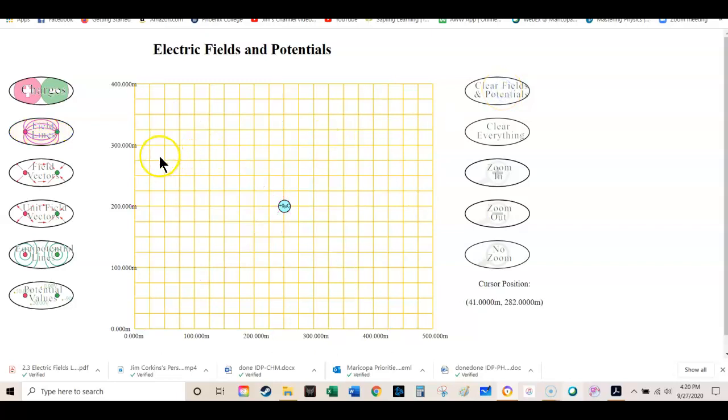Okay, I'm going to clear this. I'm going to click on charges, and I'm going to clear everything. I'm going to select a negative 8 microcoulomb charge and try to place it right here at the center. Try to do my best to center it. Now I'm going to do the same thing I did before. Click on field vectors, and be careful because the field vector is going to be pointed towards this.